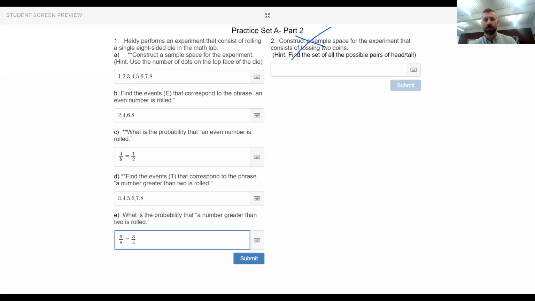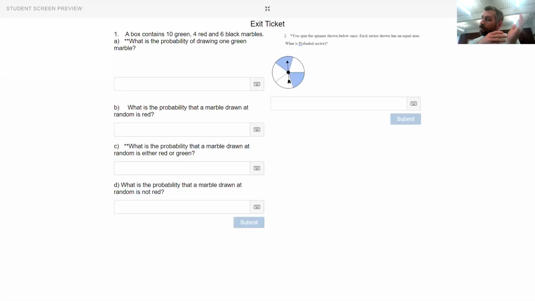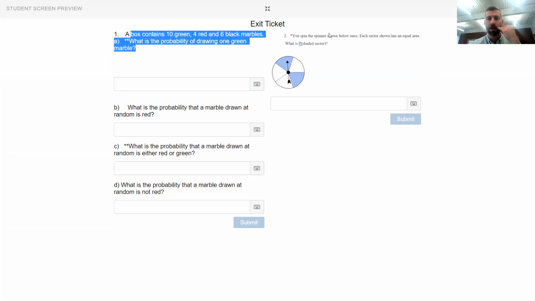What I want you to do now is a quick exit ticket. I'll take a look to see if you were following along on your Desmos. You should have just copied those things in. Now this is your chance to try this on your own. We have another problem with marbles, and then we have something with a spinny wheel. I want you to think about that one. See what you can come up with.